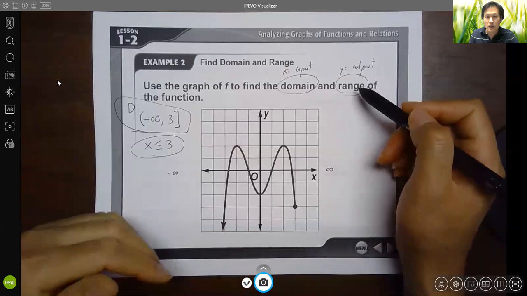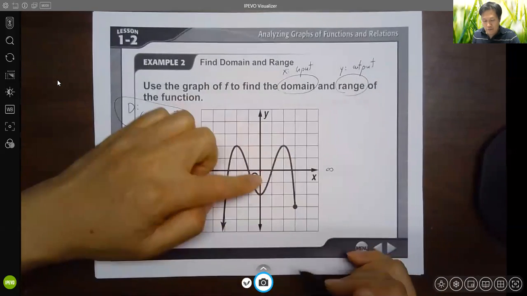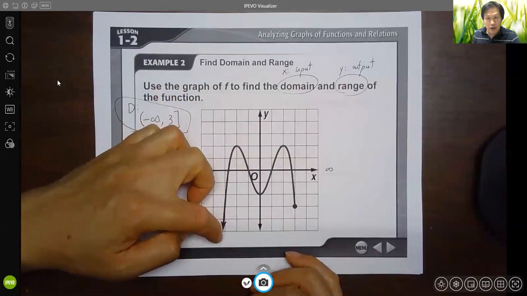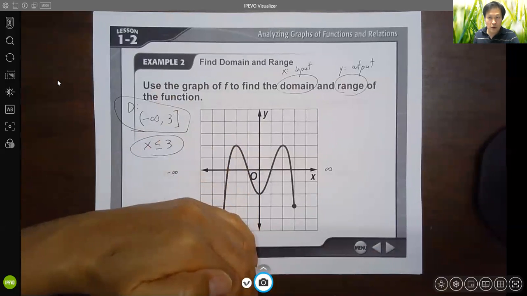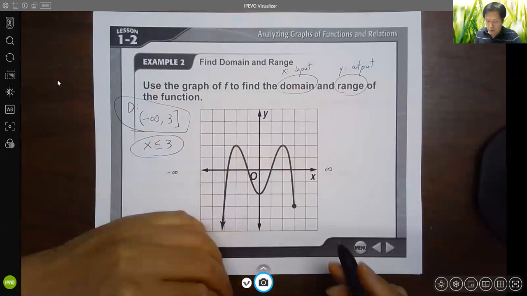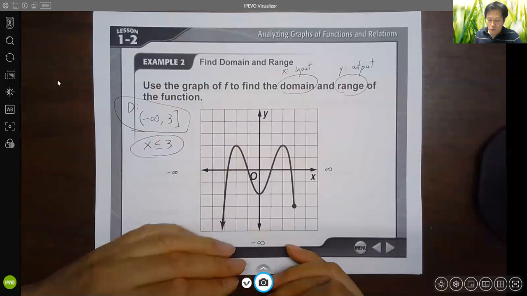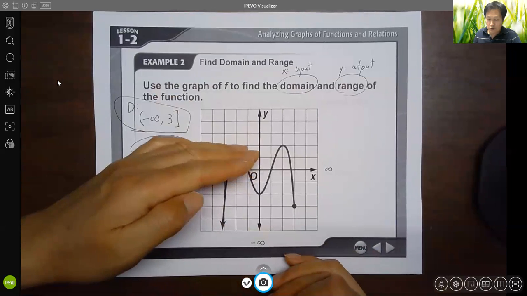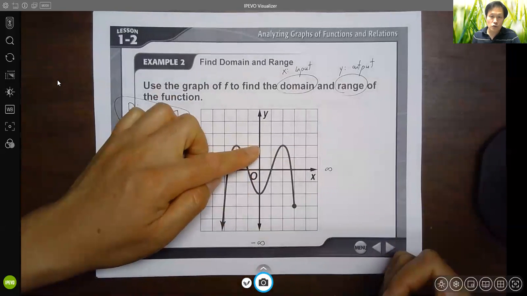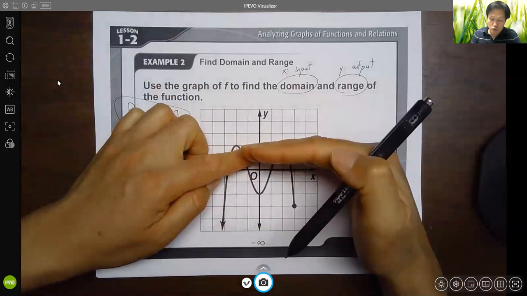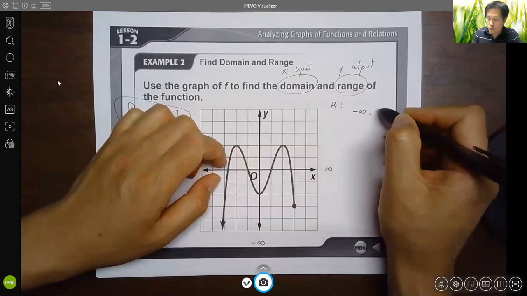Range means how low to how high. If you look at the graph, it's going down forever. So what's the lowest point the graph can reach? Forever down. The fancy way of saying that is minus infinity. What's the highest it can go? Right here, it can go as high as 2. So minus infinity to 2.